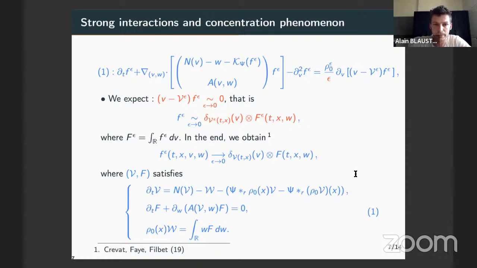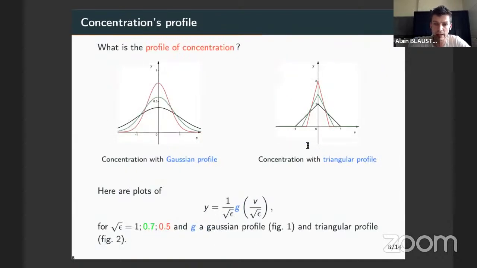And now the question I tackled on that subject was to study the profile of concentration. Once you know that the voltage distribution concentrates into a Dirac mass, you can wonder what the profile of this concentration is. The Dirac mass is the first order in the limit of f epsilon, and the profile should be the second order. And here I just gave you two pictures. On the left side, concentration occurring with a Gaussian profile, and on the right side with a triangular profile.